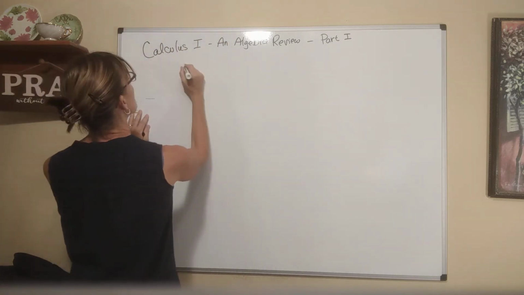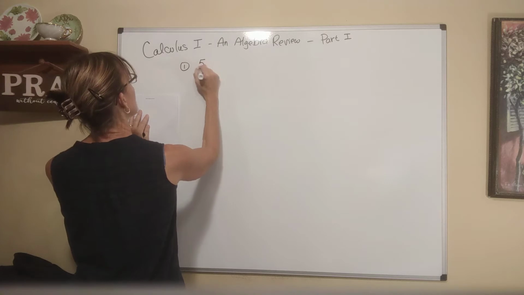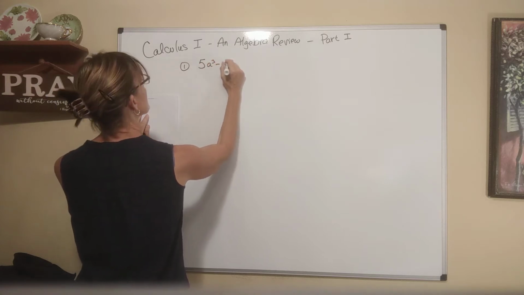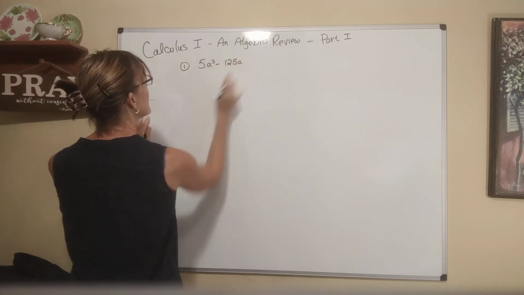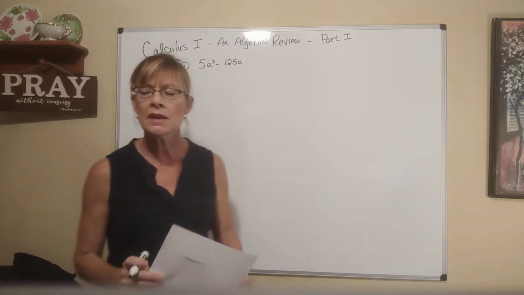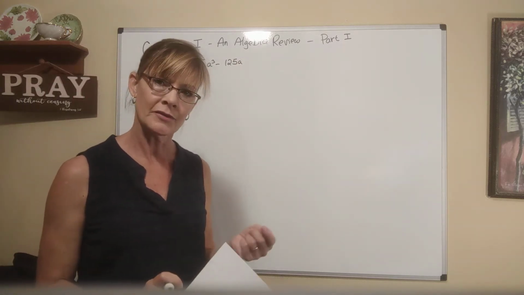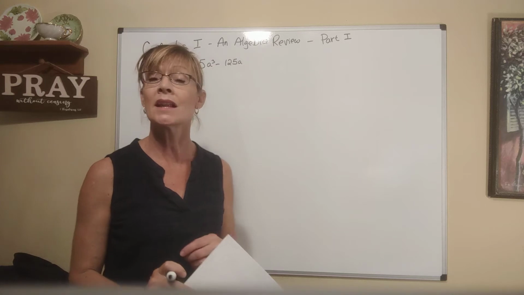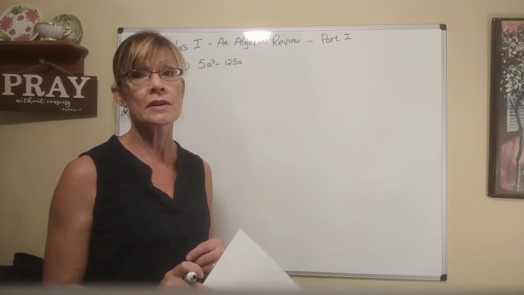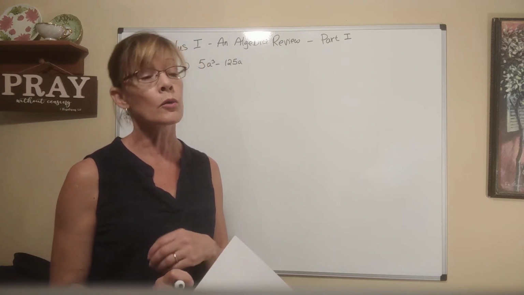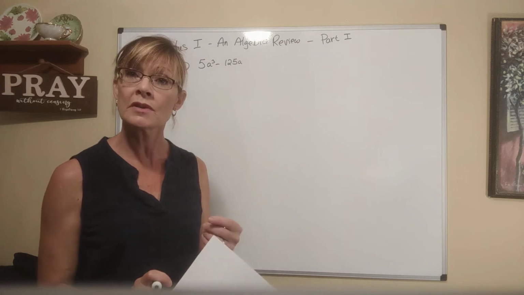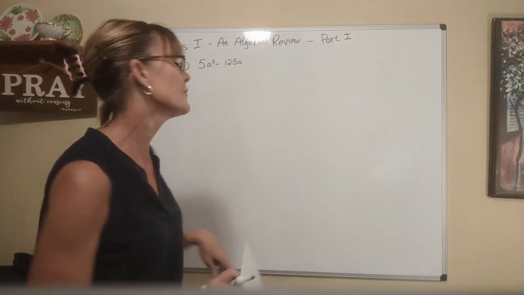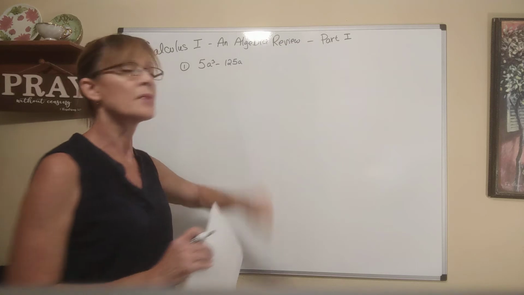Okay, number 1 is to factor 5a cubed minus 125 times a. And factoring simply means rewriting something into multiplied form. If I take the number 6 and I factor it, I could factor it into 6 times 1, or I could factor into 2 times 3. It's multiplied form. That's what factoring is. So this is a binomial.